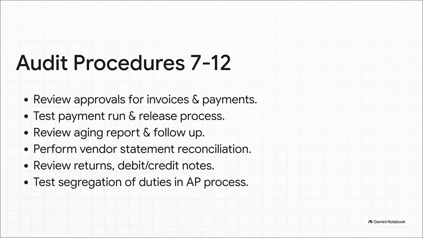Continuing with our procedures, review approvals for invoices and payments, test payment run and release process, review aging report and follow up on overdue payments, perform vendor statement reconciliation, review returns, debit/credit notes, and test segregation of duties in AP process. Remember, reviewing that aging report isn't just busy work. It actively prevents late penalties and maintains good vendor relations, which keeps the supply chain running smoothly.